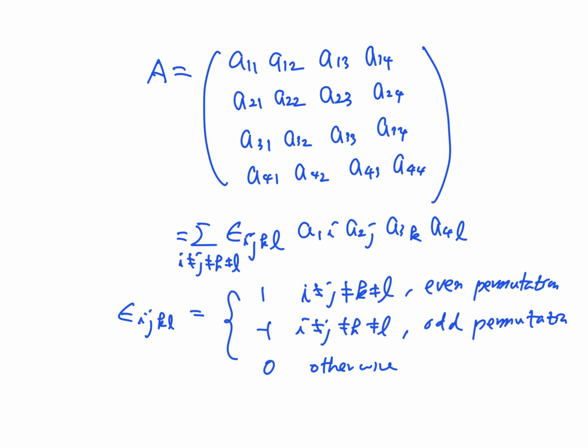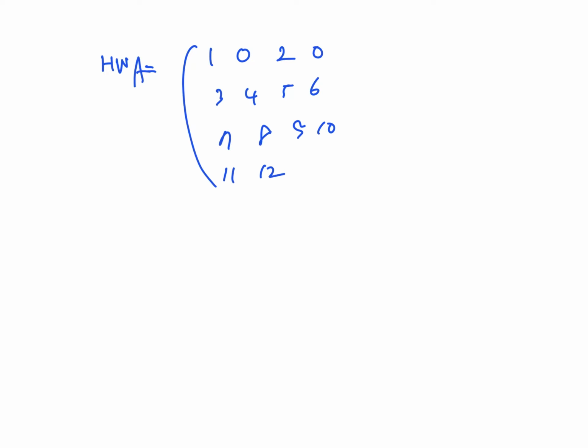So another homework is such as: 1 0 2 0, 3 4 5 6 7 8 9 10 11 12 13 14. So use cofactors. You can use them to find the determinant of A.